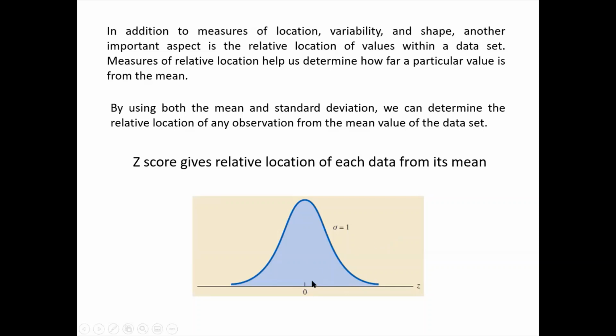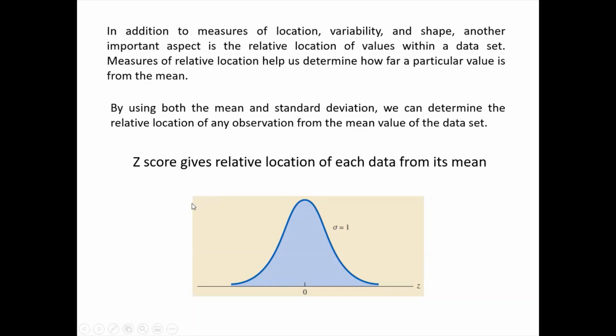We know that data items are spread around the mean, and that spread is shown by the standard deviation. But if I consider any specific data point, that specific data point is at some distance from the mean. If I calculate that distance, that is your relative location, and that is given by the z-score. So the z-score will tell you the difference of each data point from the mean. What is the relative location of each data point from the mean?